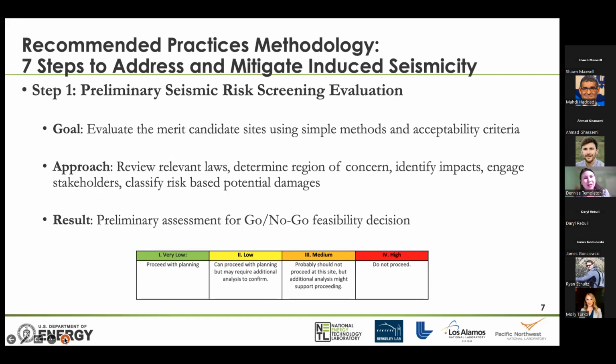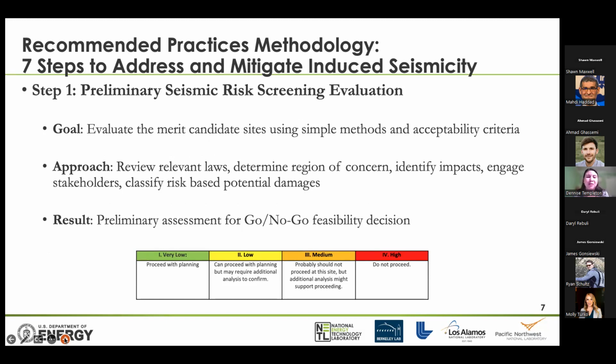Okay, so for step 1, the preliminary seismic risk screening evaluation. This is something that we're essentially going to be doing later as well. But in terms of dollar signs, we might think of this as a $1 sign operation versus later on when we actually choose one particular site that might be a $3 or $4 dollar sign evaluation.